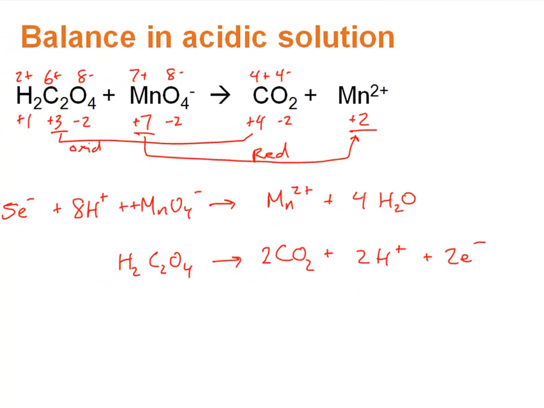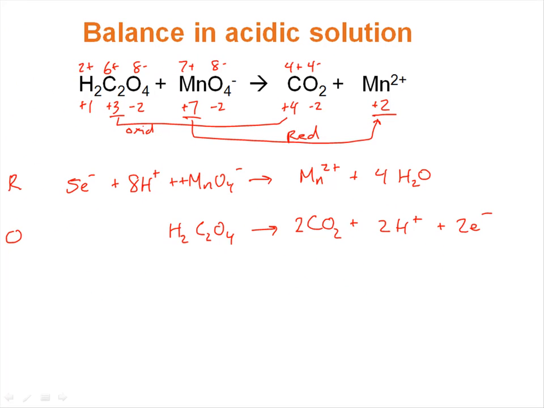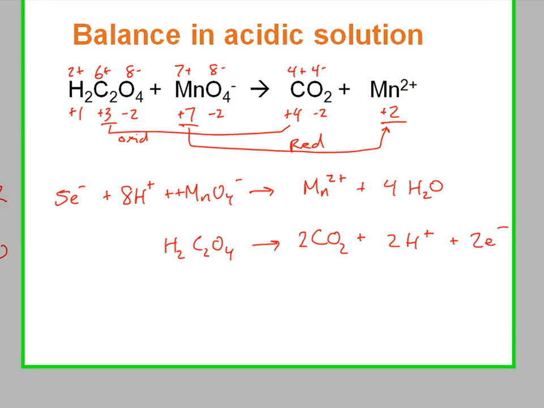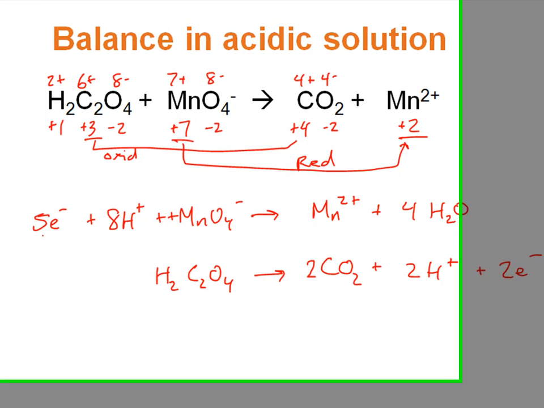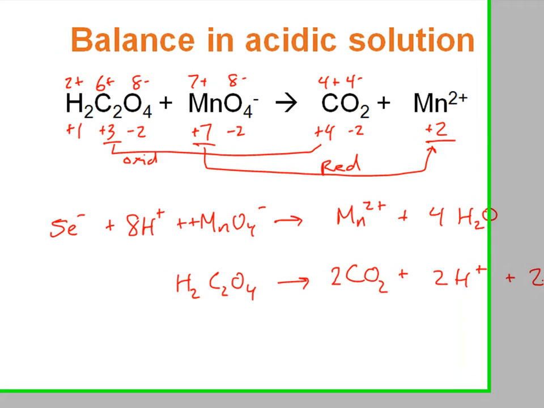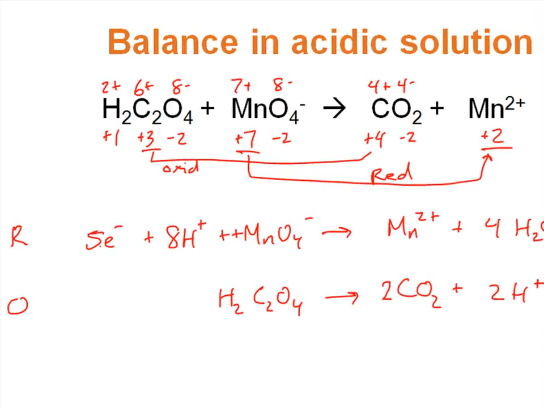Now, once you've added the electrons, the next step is to equalize the electrons in both reactions. So here we've got 5 electrons here and 2 here. So what I'm going to do is multiply the top equation by 2 and the bottom equation by 5. So when the top equation is multiplied by 2, that equals 16, 2 times this.